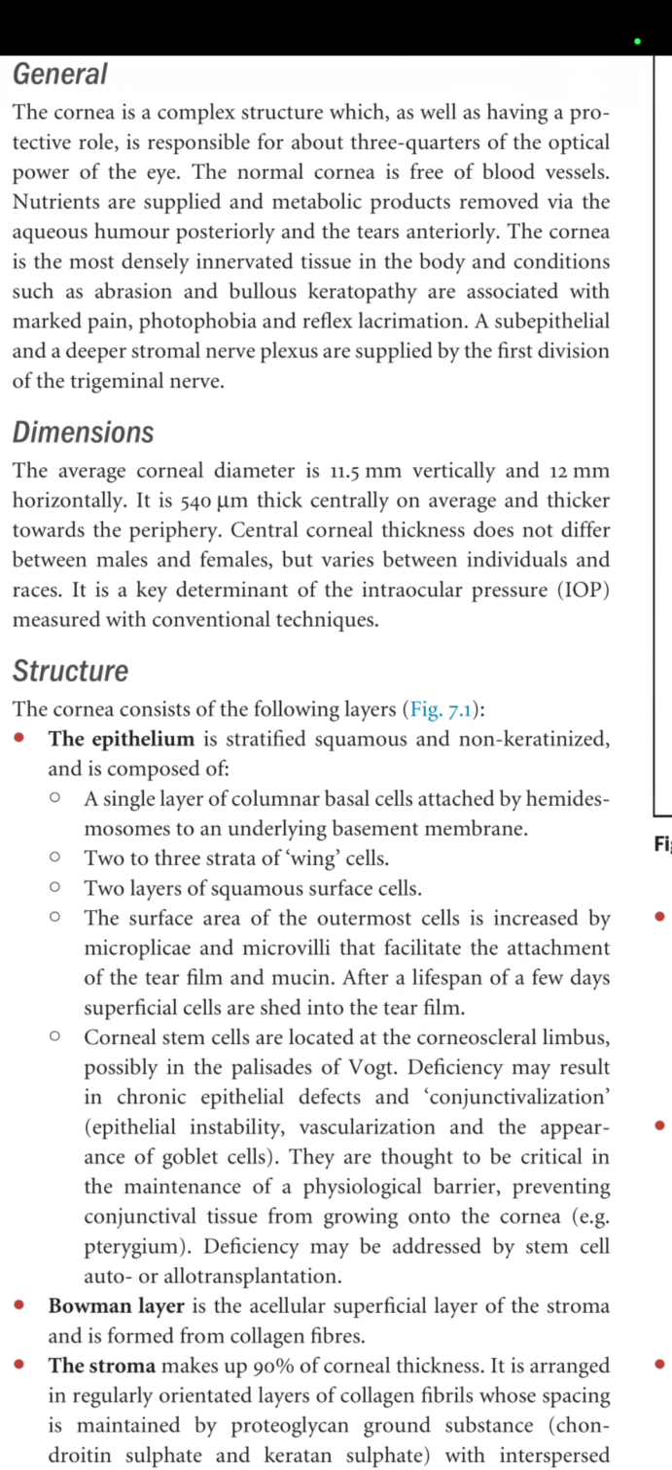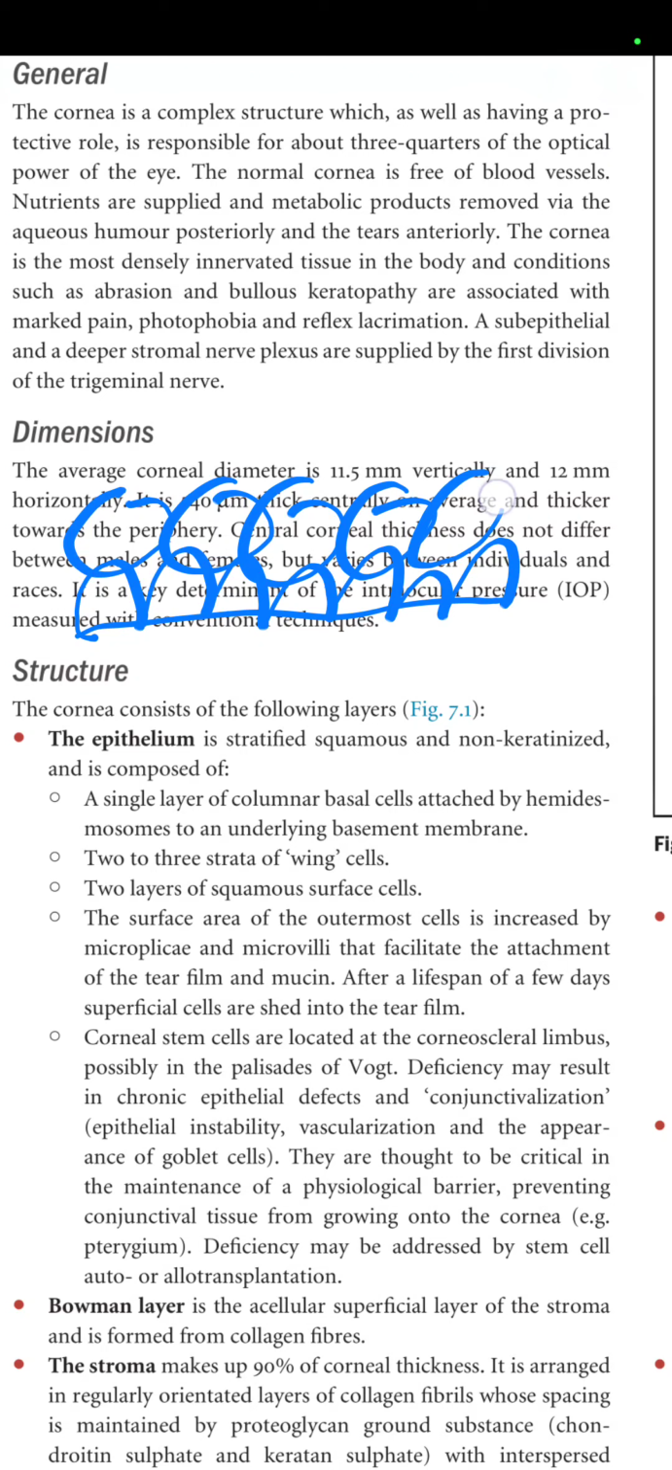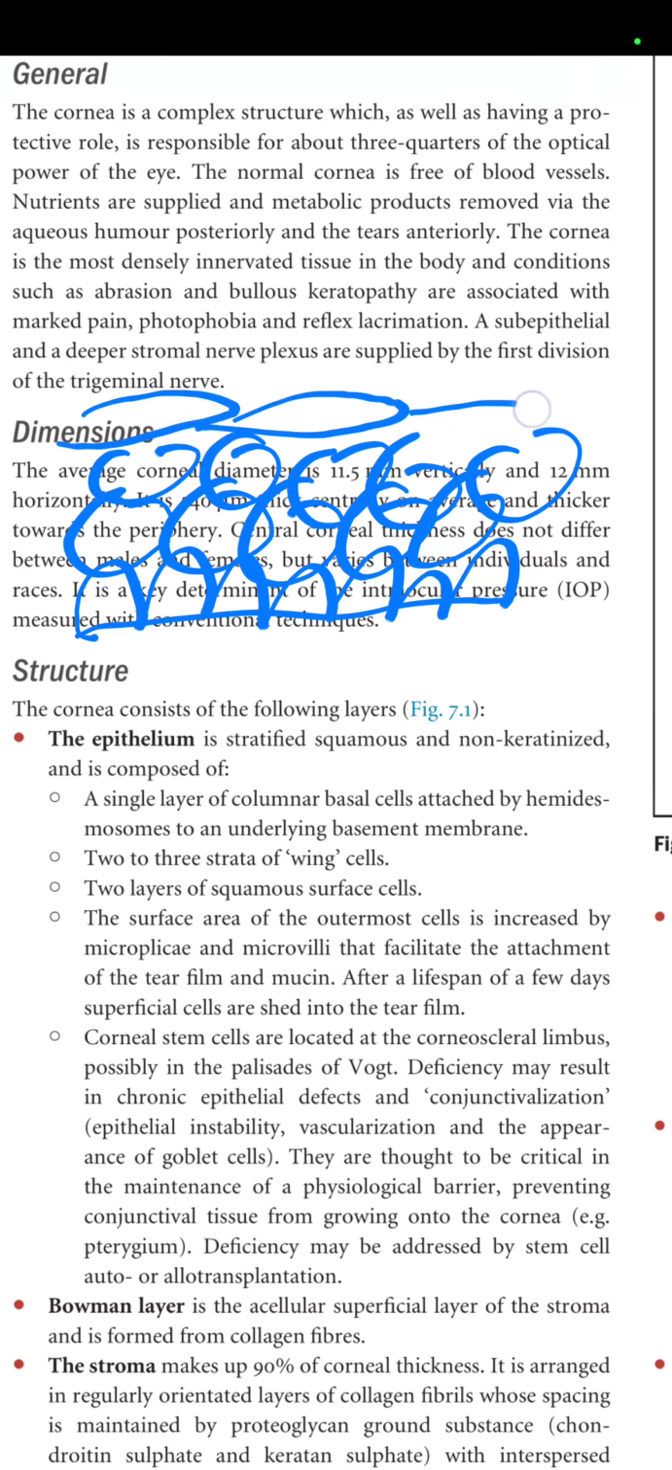Then what happens? So I'm going to draw it here. This is a columnar layer. This is a wing layer. And there are 2 layers of squamous surface cells. Then there are squamous cells like this, 2 layers. So basically it is a 5-layer deep epithelium.